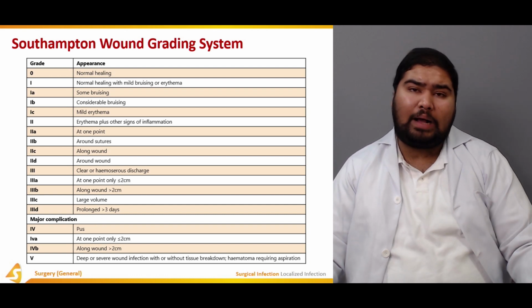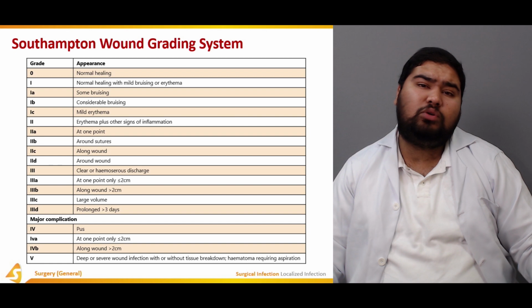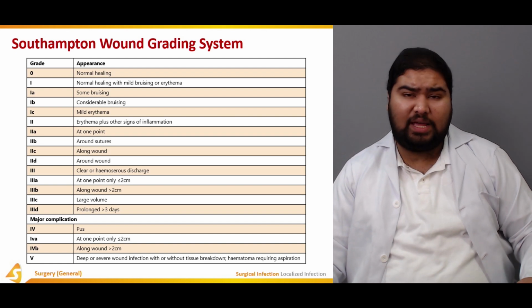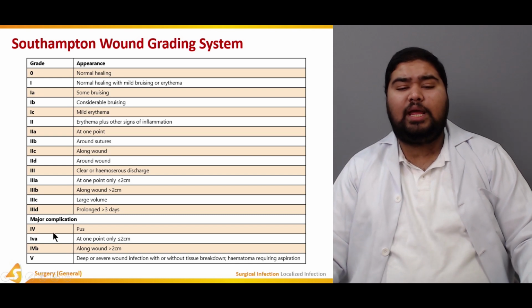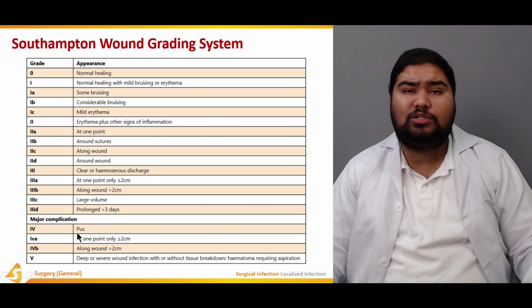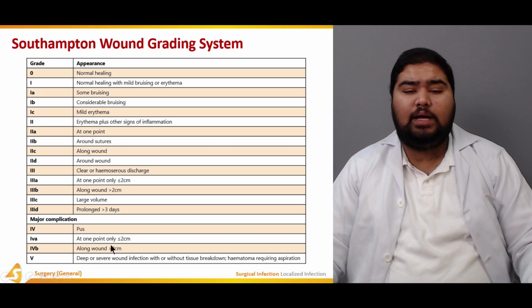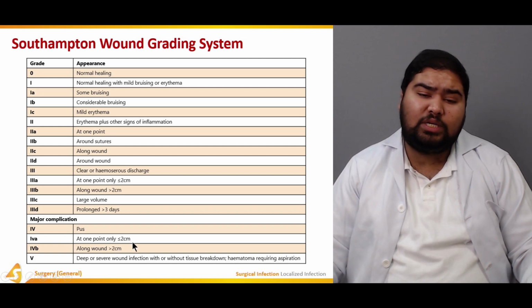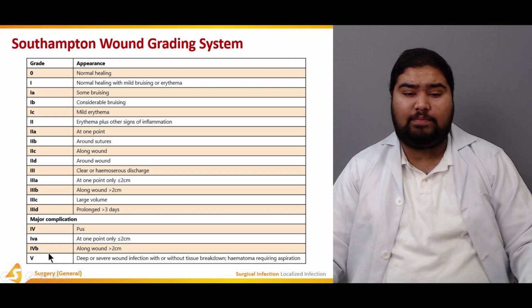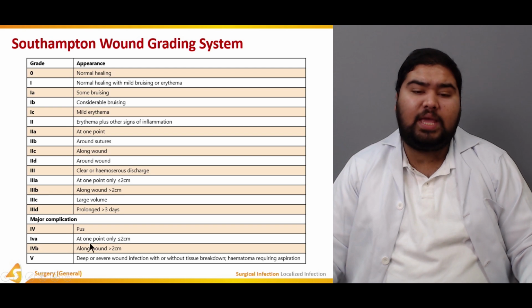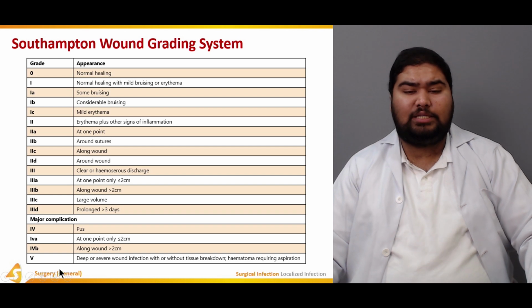Now after grade 3, we have wounds with major complications. So grade 4 and grade 5 represent wounds with major complications. A grade 4 wound is a wound that is extruding pus. It is further divided into 4A, where pus is being extruded at one point only, and this point is less than or equal to 2 centimeters. In grade 4B, we have pus all along the wound, and this is greater than 2 centimeters.